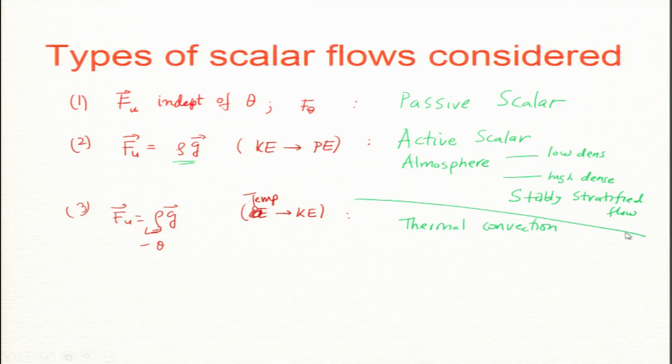So, the difference between these two systems is the energy flow direction. In one of them, kinetic energy is lost to potential; in the second, potential pushes the kinetic energy, and that changes the physics quite a bit. So, I will cover these three types of flow in 2 days.